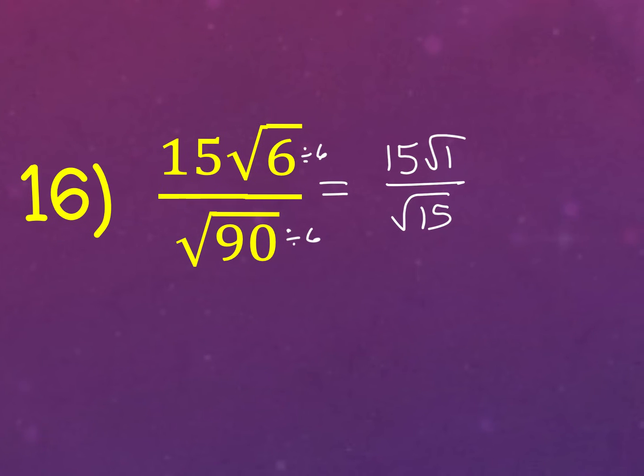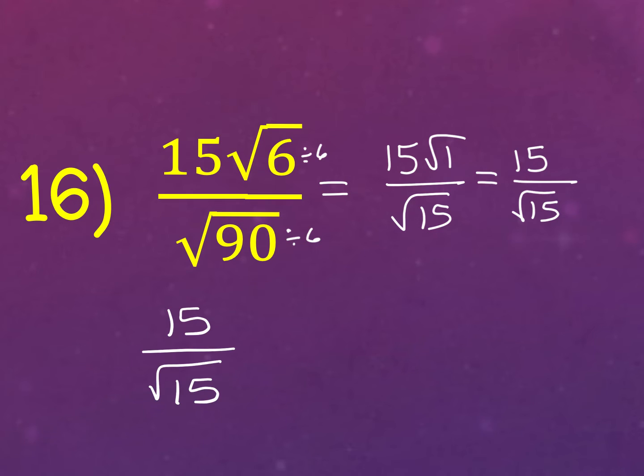Now I could also figure out the square root of 1. It's just 1. So this just becomes 15 times 1. And then I've got the radical in the denominator. Remember, the rule is you can never ever leave a square root in the denominator. So what we have to do is rationalize.